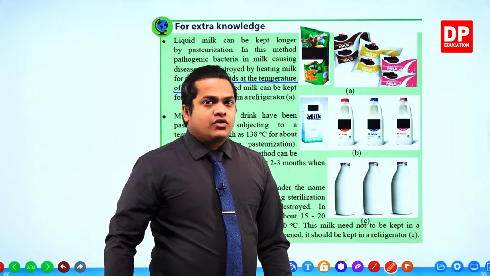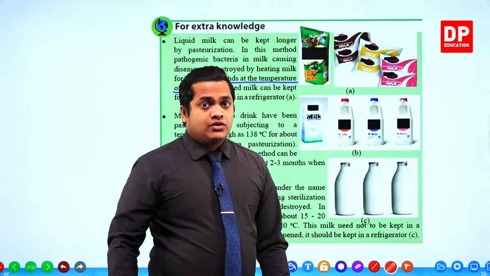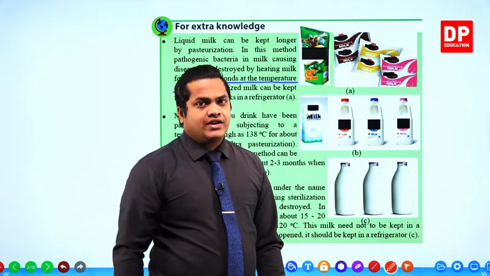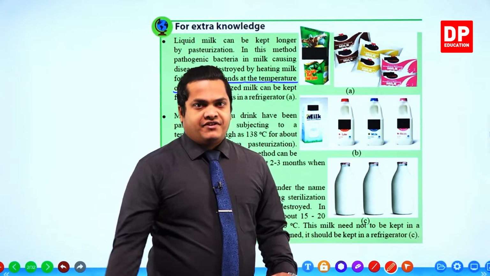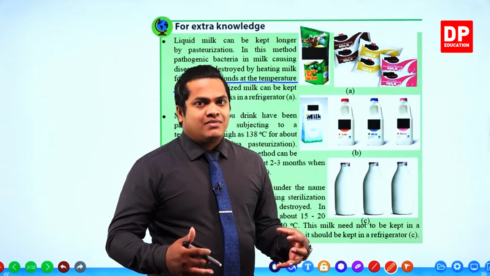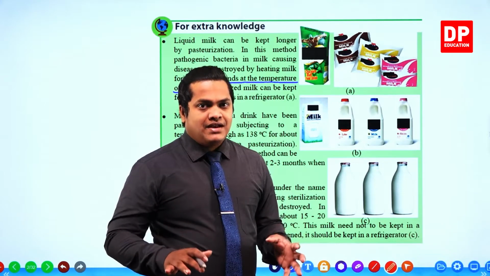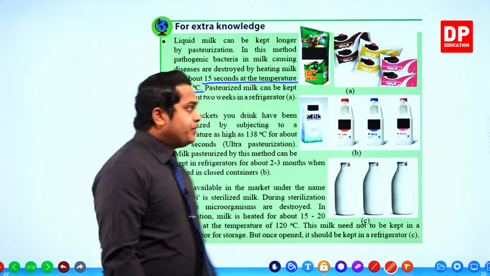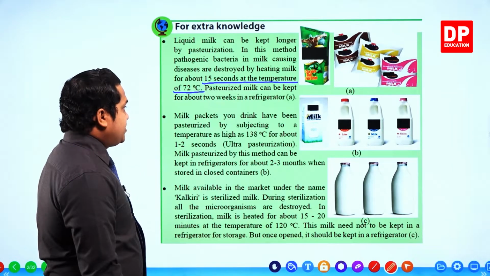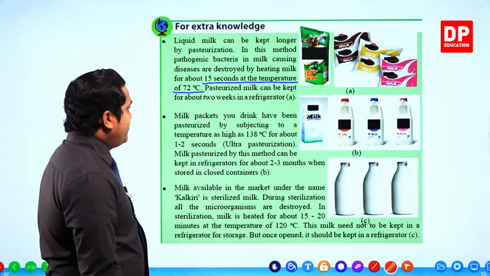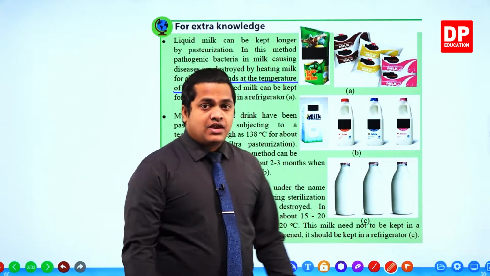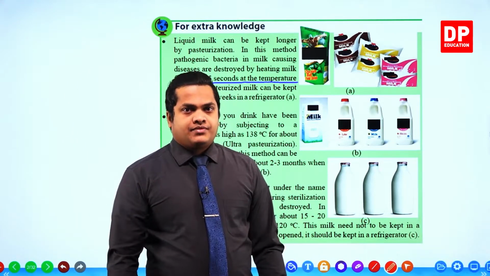So the growth of microorganisms, and also the number of microorganisms contained within the milk, get destroyed in this process. Within 15 seconds, pathogenic microorganisms are largely destroyed, right? So pasteurized milk can be kept for about 2 weeks in a refrigerator.